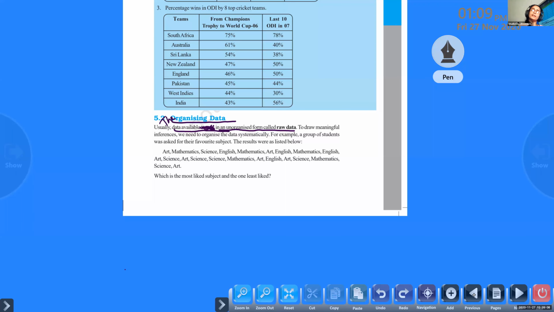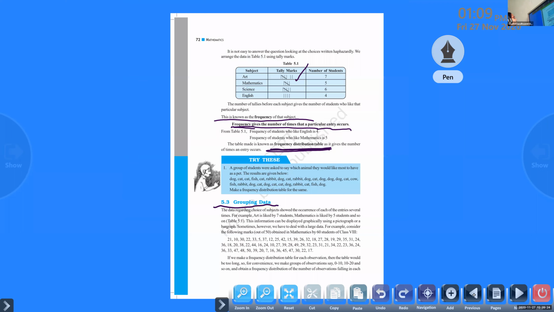When we prepare the data in terms of entries and their frequency, that table is known as a frequency distribution table. And for finding the frequency distribution table, we are also using the tally marks method. So write, I will say what you have to write. So you write about raw data.